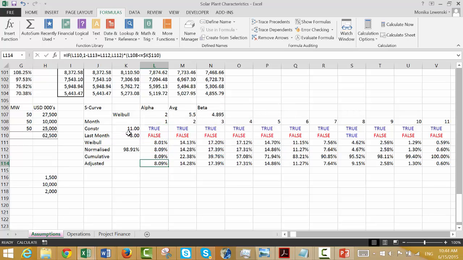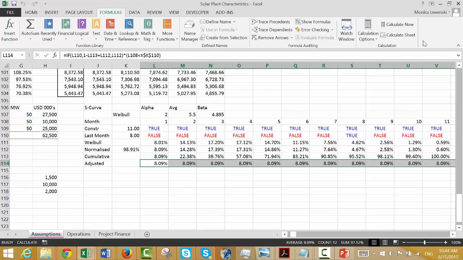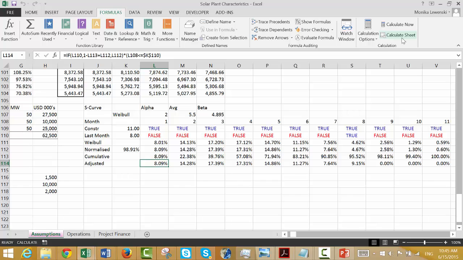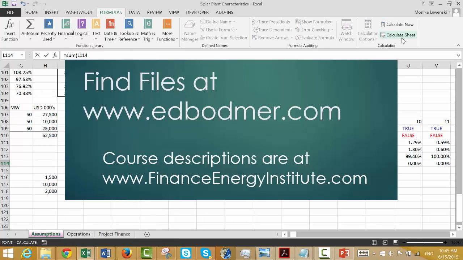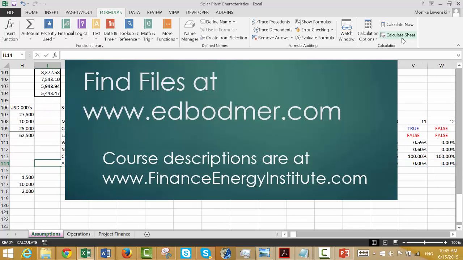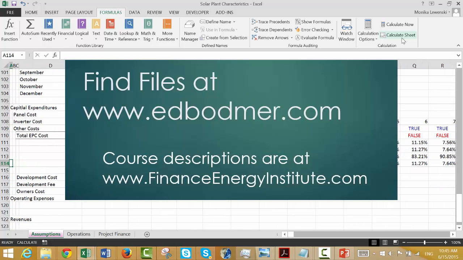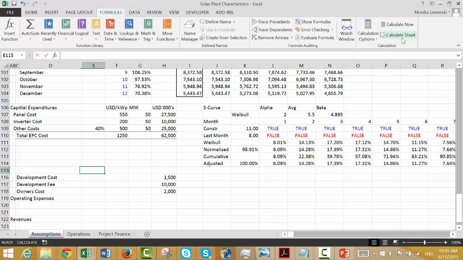Okay, Shift Control R and calculate the sheet. So that was a real pain, and we can sum this to make absolutely sure it really works. Okay, so we have finally our adjusted S-curve. And then let's move this a little bit lower.